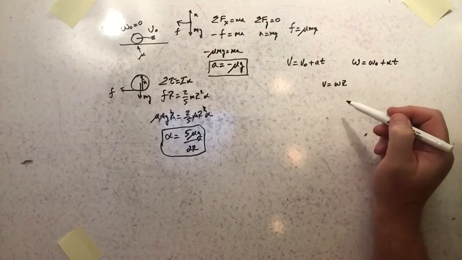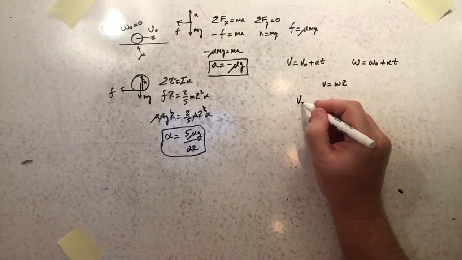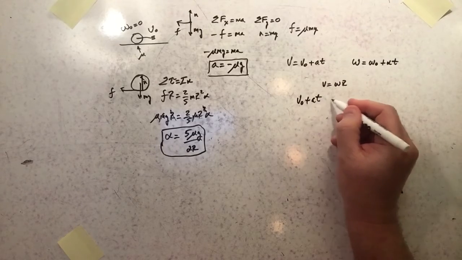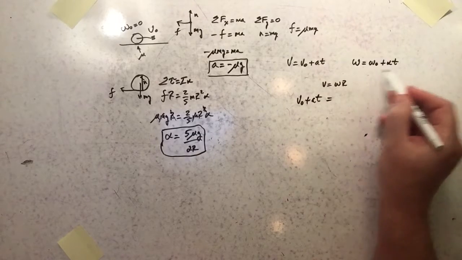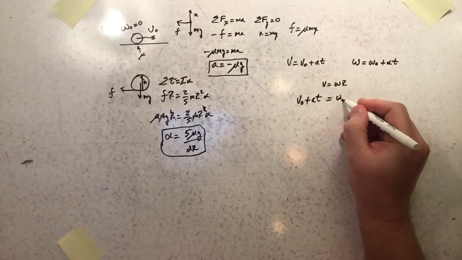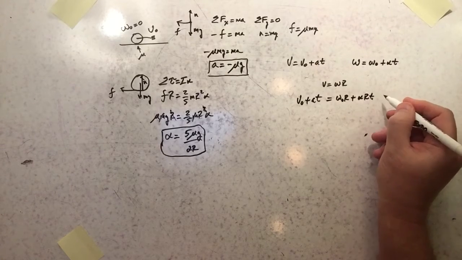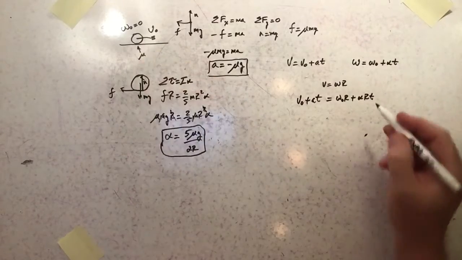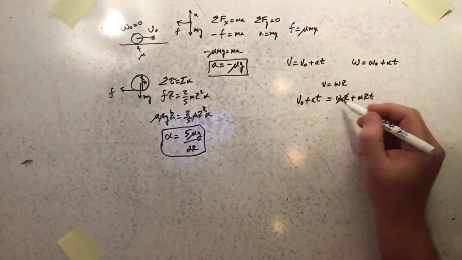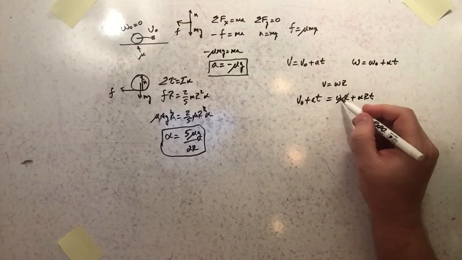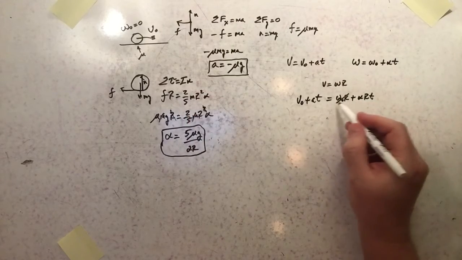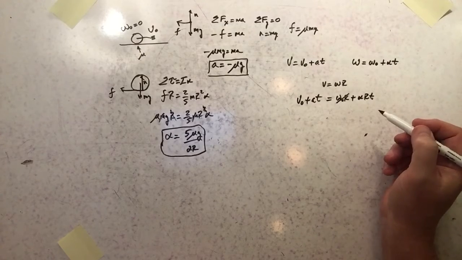So let's build that formula. This will be v naught plus at is equal to all of this times r. So omega naught r plus alpha r t. Now, our initial condition was that omega naught was equal to 0. It didn't have to be, but in this case we did that. It's possible to do this with an initial angular velocity, so that's not a necessary condition, but it was in this case, so we'll just strike it out.